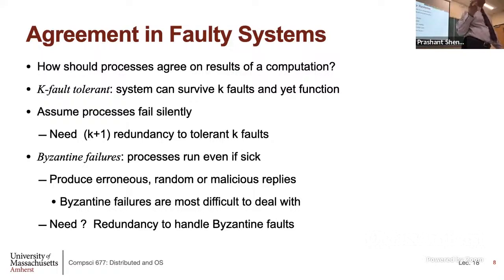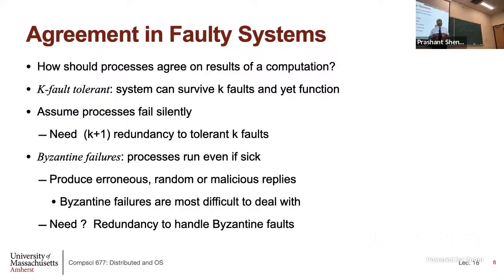And then the other type of fault tolerance we are going to talk about is called Byzantine fault tolerance. In Byzantine fault tolerance, processes continue to run even when they are faulty, but they can produce arbitrary results. Okay? Byzantine faults can occur because of bad bugs in your code, or maybe the software got hacked and there is now an adversary who is controlling the software or the process or the application, and it can start producing arbitrary results. Okay? So these are the two types of fault tolerance that we look at.